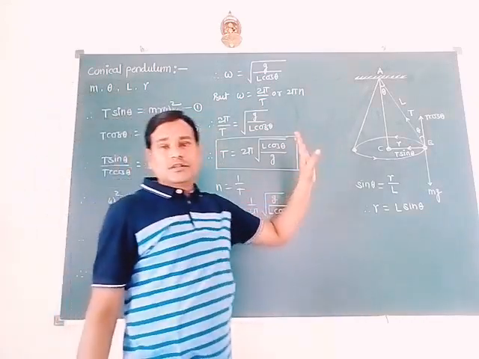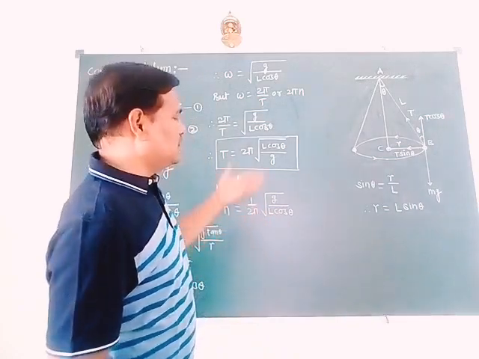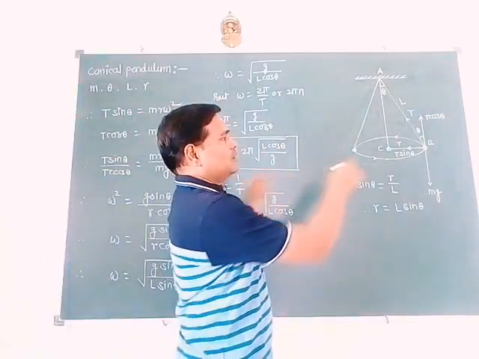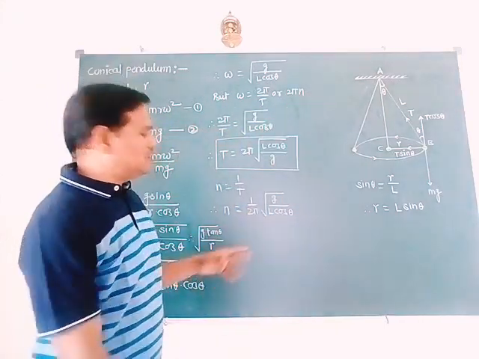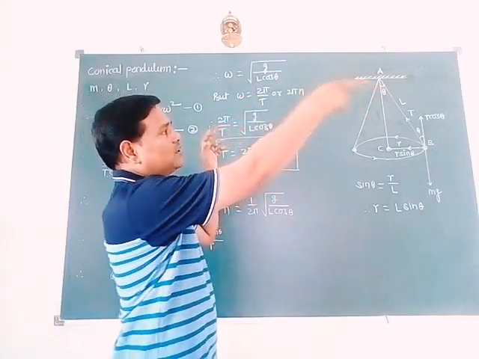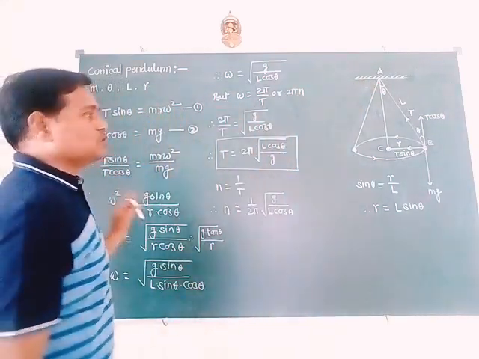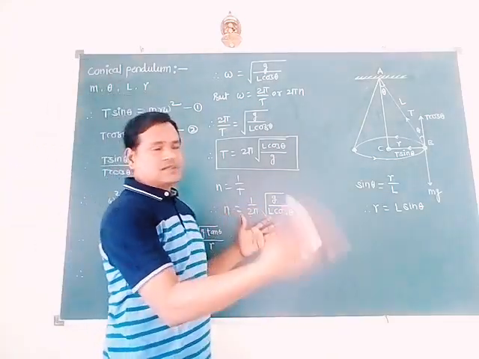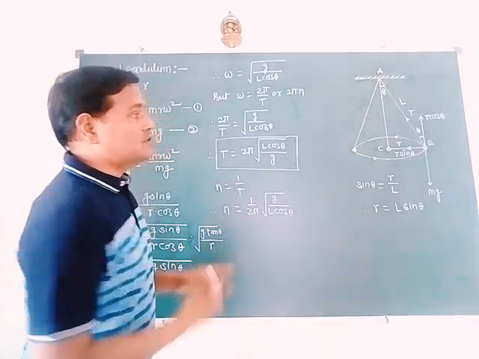This is the fourth application of circular motion. And again, if you go on increasing the angle, it becomes horizontal. At that time its frequency becomes infinity, and the tension acts towards the support. So this is the expression for the conical pendulum. In the next lecture we will study vertical circular motion.